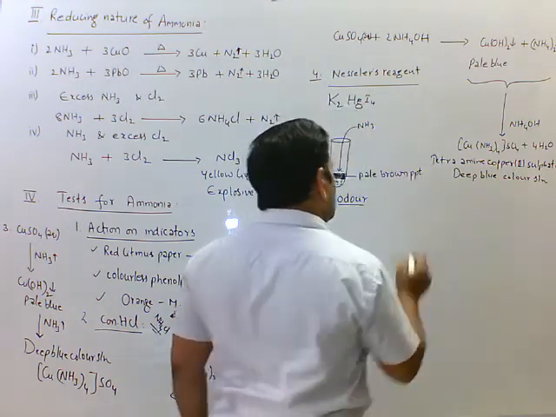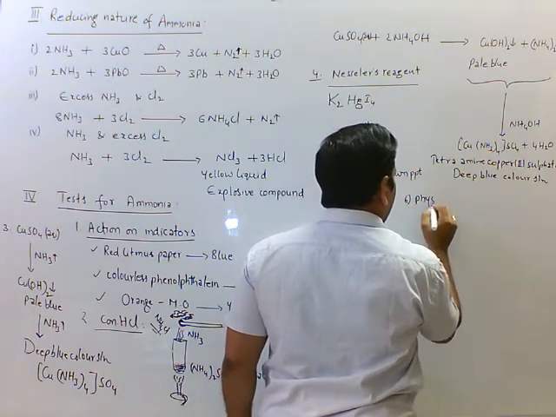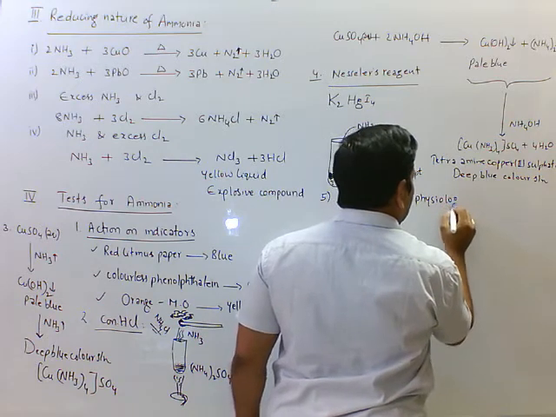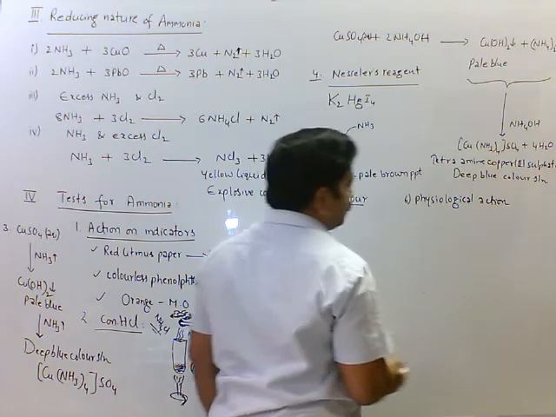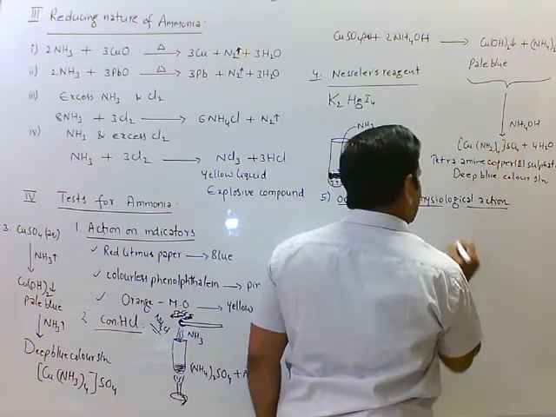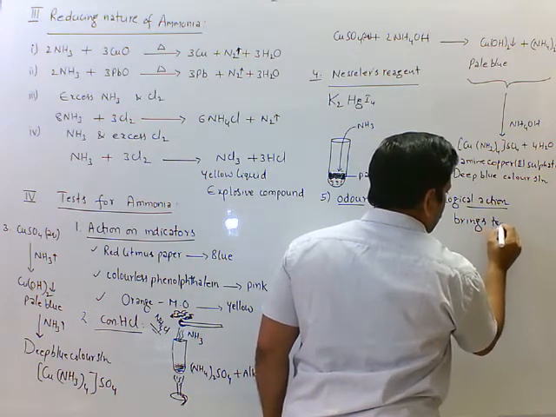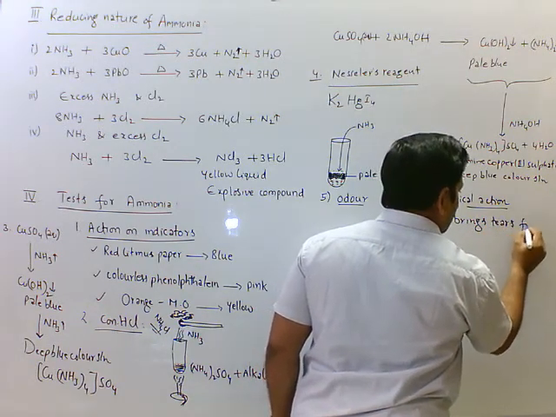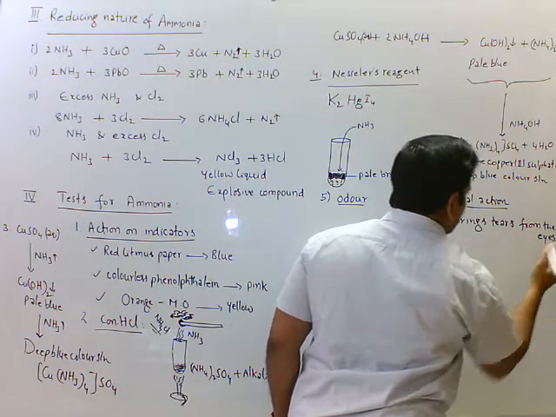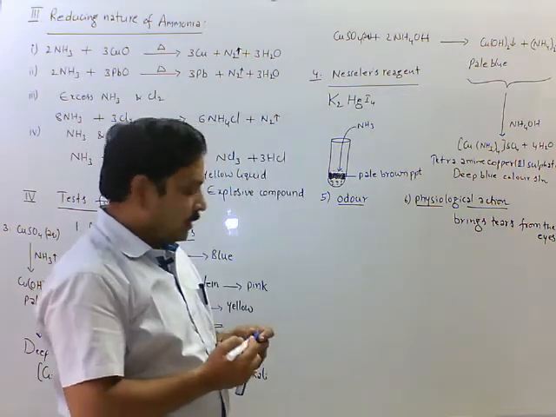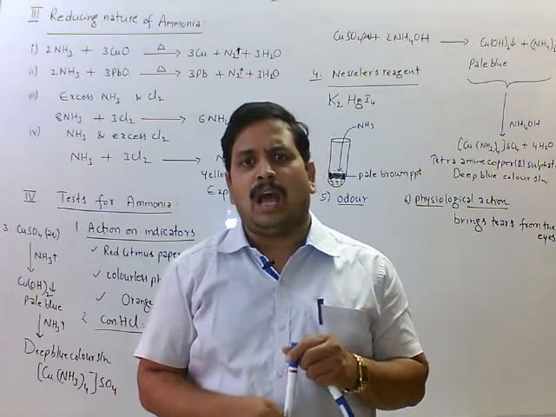That is the sixth one, physiological action. Brings tears from the eyes. These are the different identification tests for ammonia.